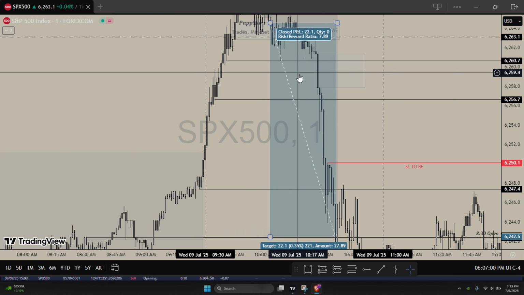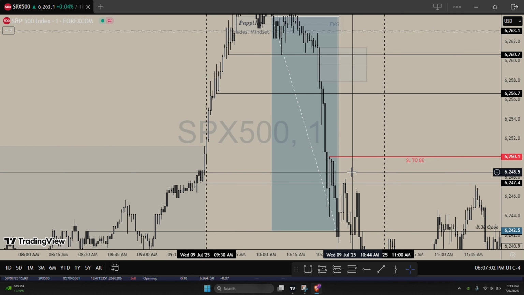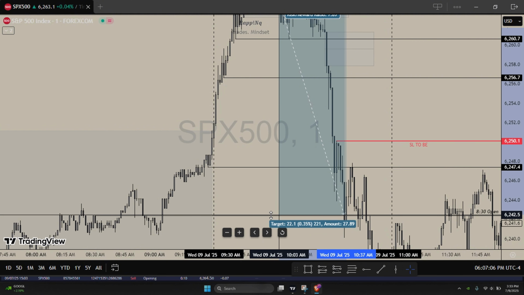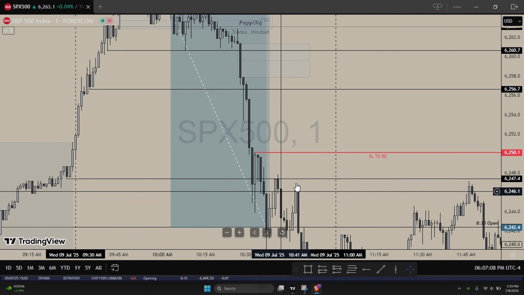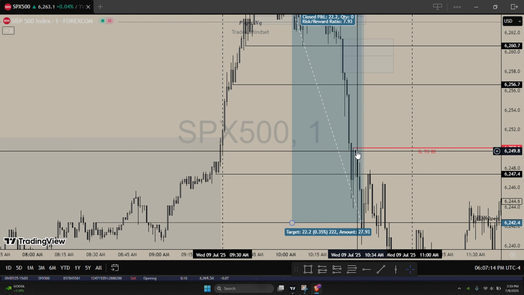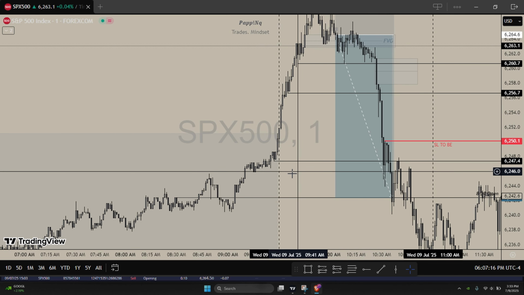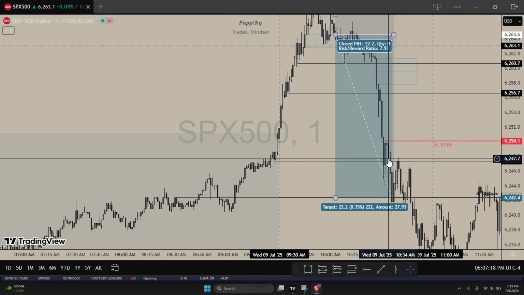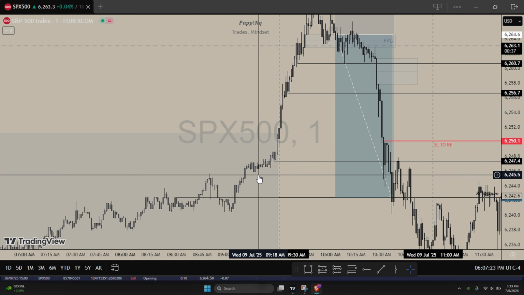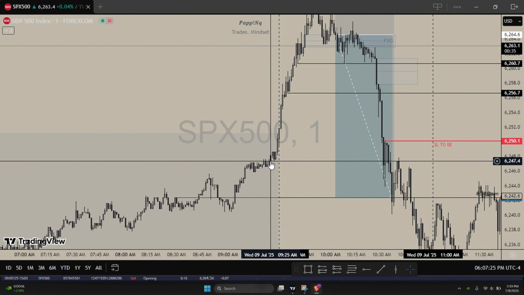Price then ended up dropping down and down and down, but I ended up getting stopped out at break even. Price actually hit my third TP while I was in the trade. So why did I go aggressive by putting my stop loss to break even at this low right here? This was the reason. As you can see, the S&P 500 has already taken out these lows right here. This draw on liquidity right there.